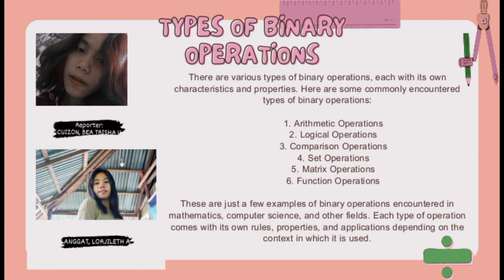Function operations. Binary operations can be applied to functions. For example, you can compose functions or perform pointwise addition and multiplication. These operations provide a way to work with combined functions. So these are just a few examples of binary operations encountered in mathematics, computer science, and other fields. Each type of operation has its own rules, properties, and applications depending on the context in which it is used.